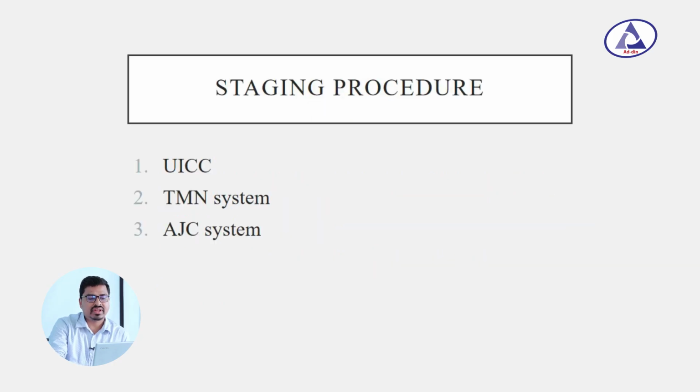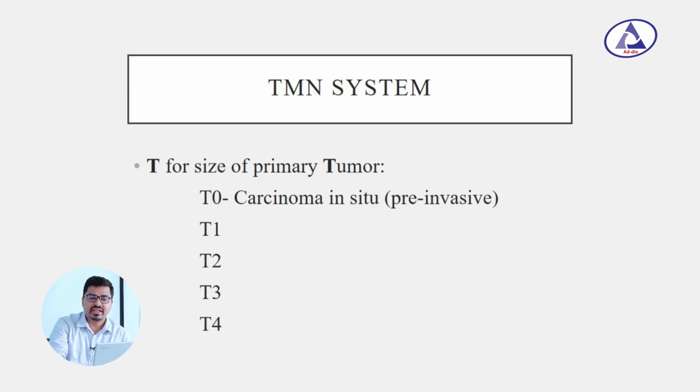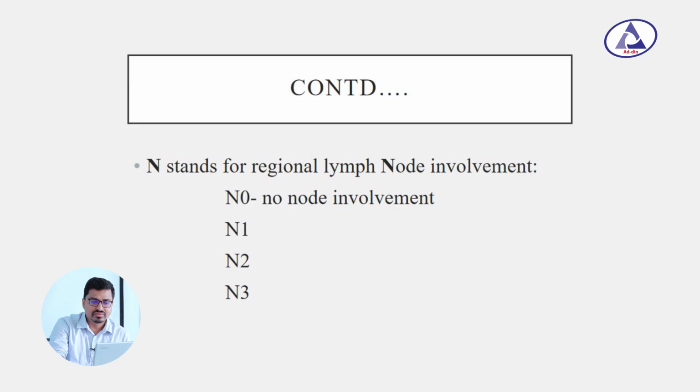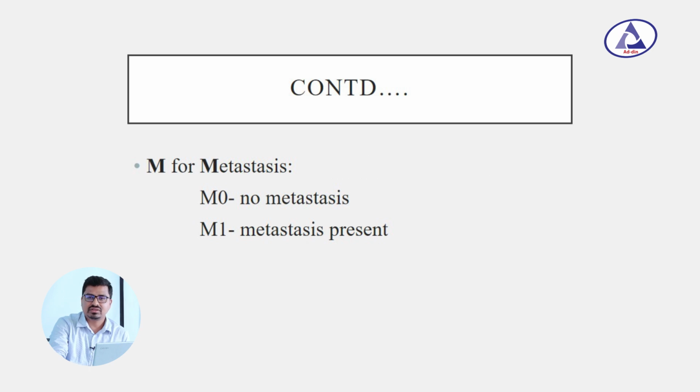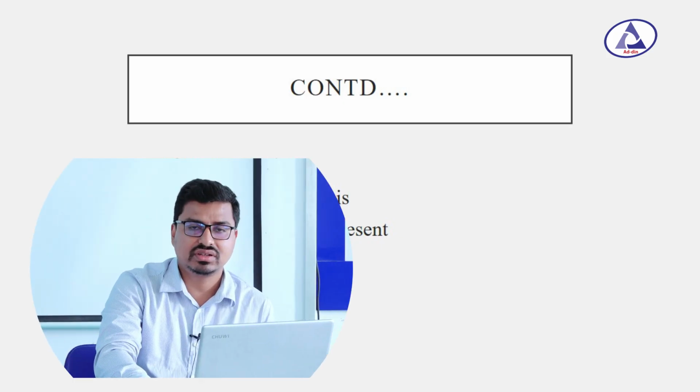Staging procedure, 3 types: UICC, TNM system, AJC system. In the TNM system, T is for size of the primary tumor. T0 means carcinoma in situ, it is pre-invasive. T1, T2, T3, T4 increasing in size. N stands for regional lymph node involvement. N0 means no node involvement. N1, N2, N3. N3 means more lymph node involvement. M is for metastasis. M0 means no metastasis. M1 means metastasis present. Today is all about this.